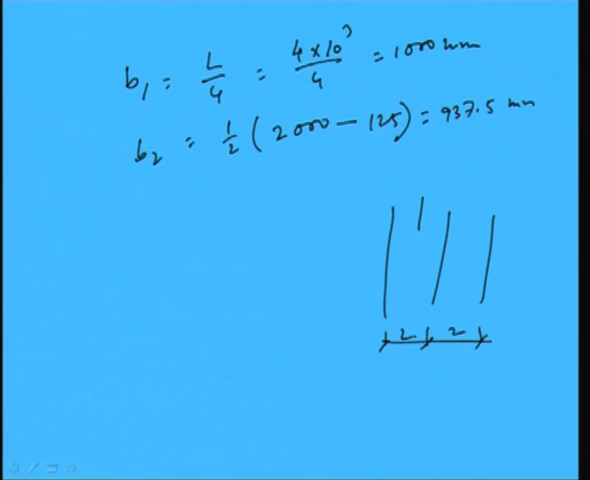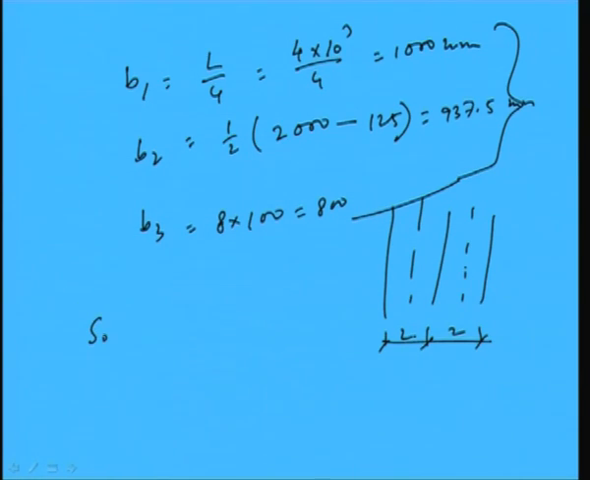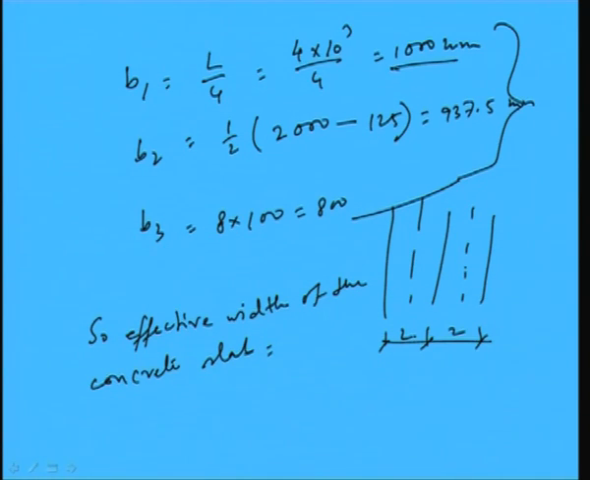Now slab is there, so either half of these two or another is B3, that will be 8 into slab thickness, that is 800 mm. So out of these three we have to find out the minimum one. So effective width of the concrete slab will become minimum of 1000, 937.5 and 800. So minimum is 800 mm. So effective width of the concrete slab will become 800 mm, right.